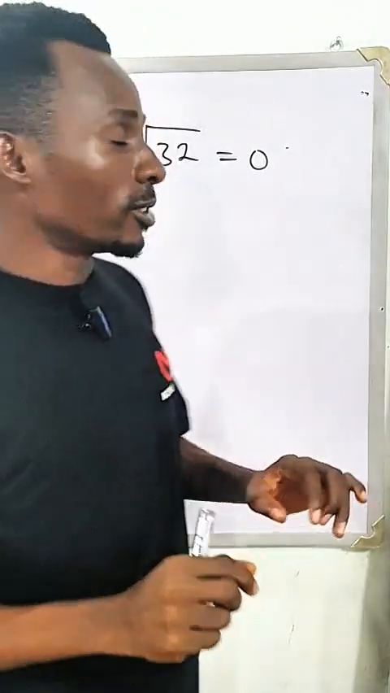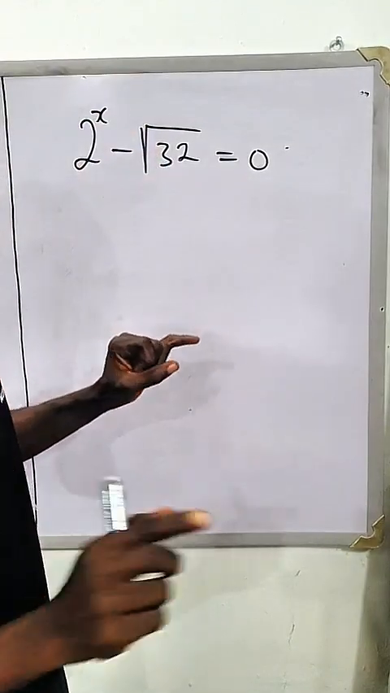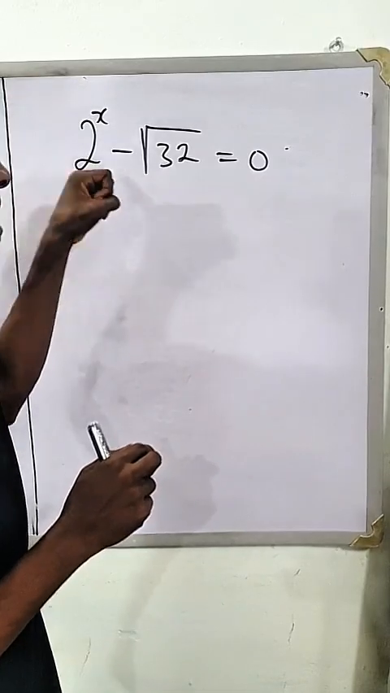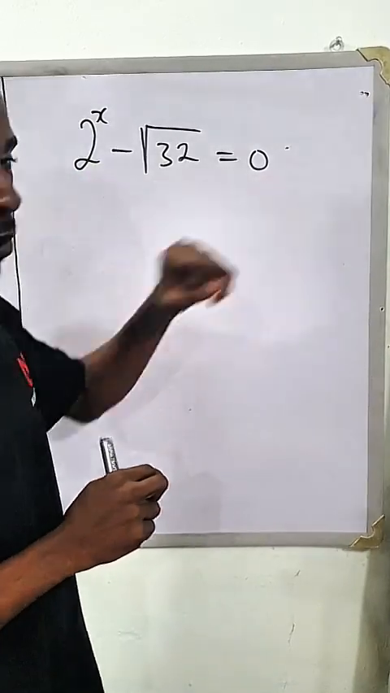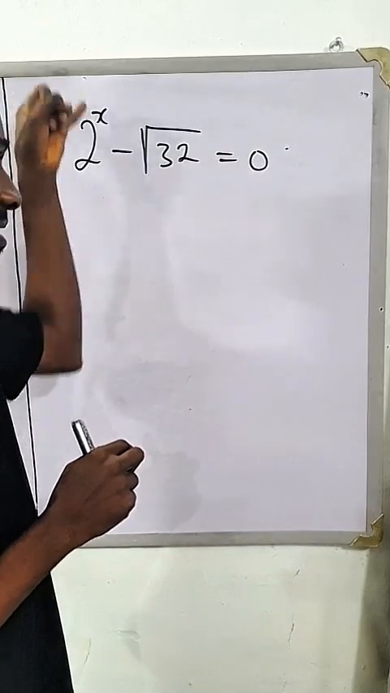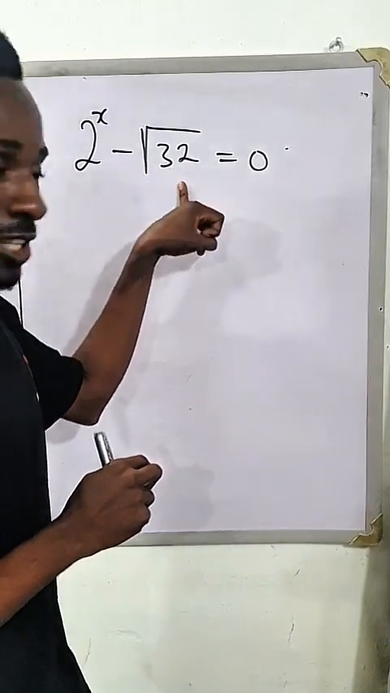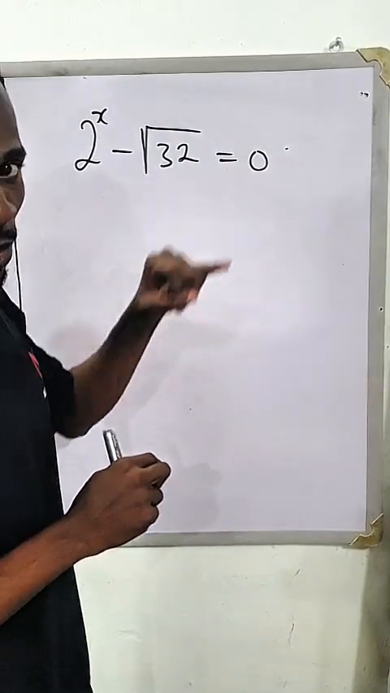Okay, this is another question. Let me show you how to solve it. Let's read it. 2 raised to the power of x minus root of 32 equal to 0.